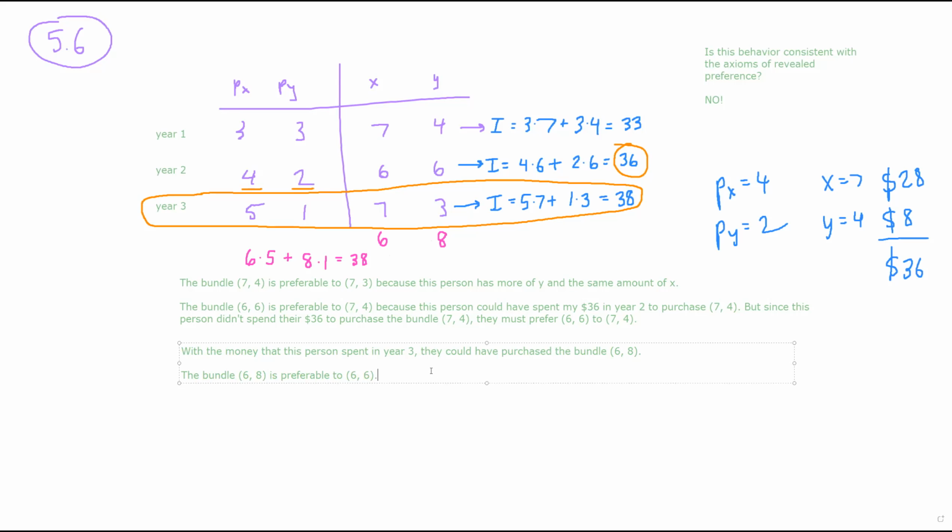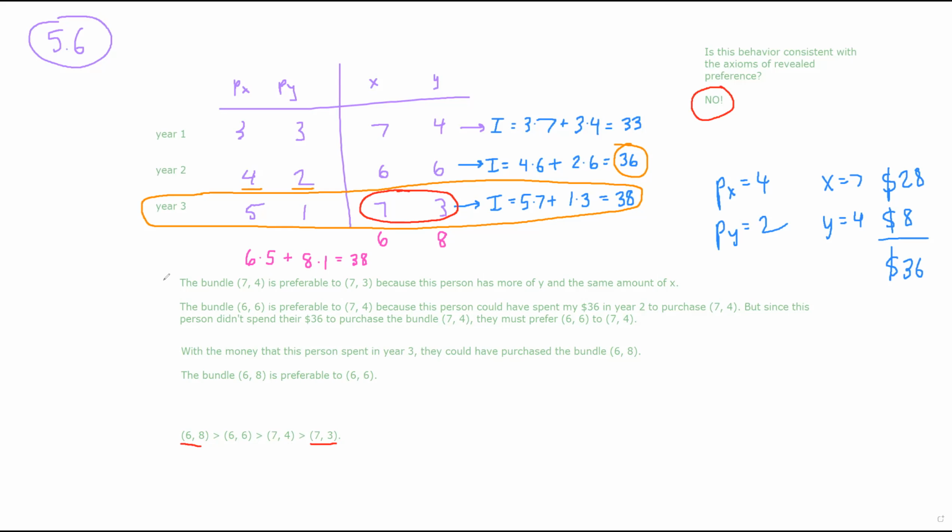So we've got this long chain of preferences here, right? The bundle 6.8 is better than 6.6. We said earlier that 6.6 is better than 7.4. And then we said at the very beginning, 7.4 is better than 7.3. So this seems really weird, because we have a situation where 6.8 is better than 7.3, and yet they purchased 7.3. So the answer is no. The behavior is not consistent with the axioms of revealed preference.